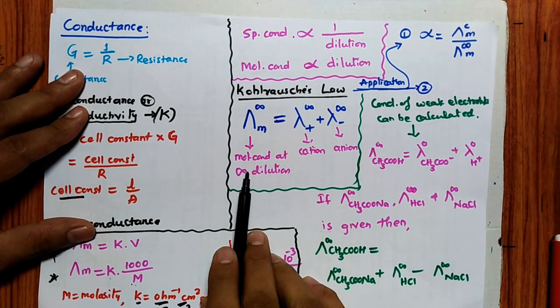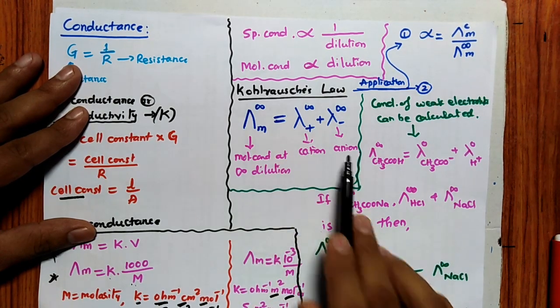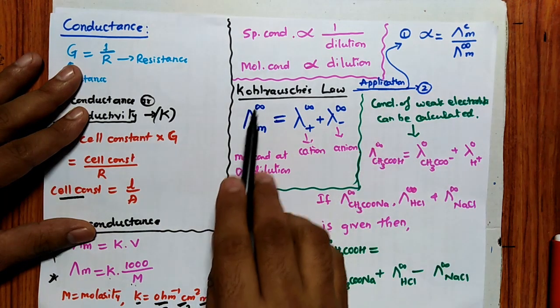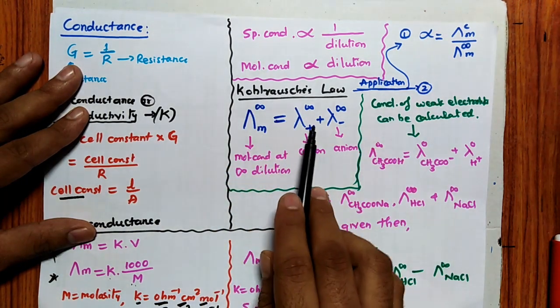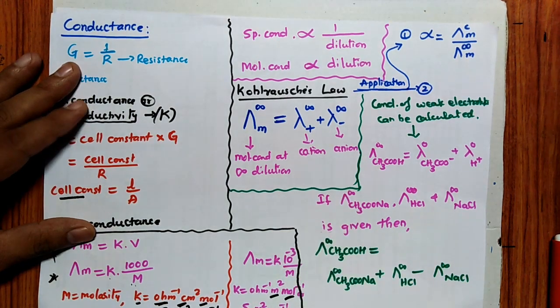Limiting molar conductivity of any electrolyte, weak electrolyte you can tell, is equal to the contribution of cation and anion. So lambda naught, or you can write lambda infinity. Lambda infinity m is equal to lambda plus infinity plus lambda minus infinity, from cation and anion respectively.